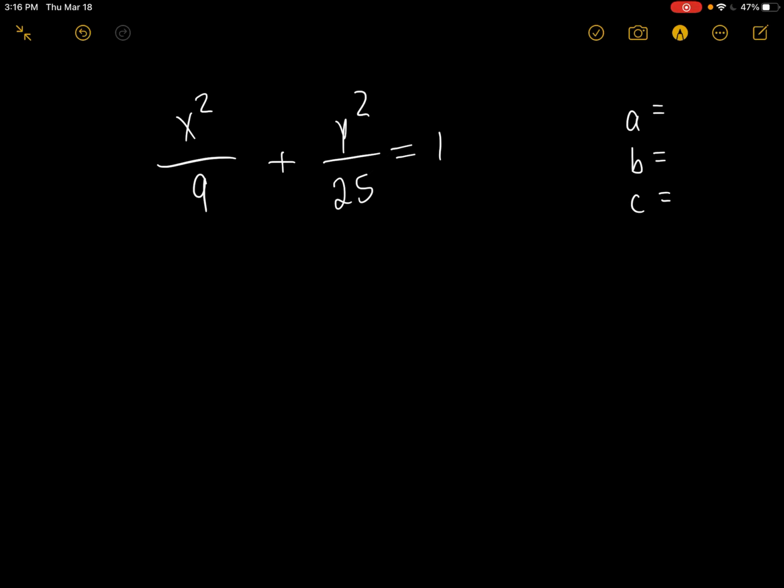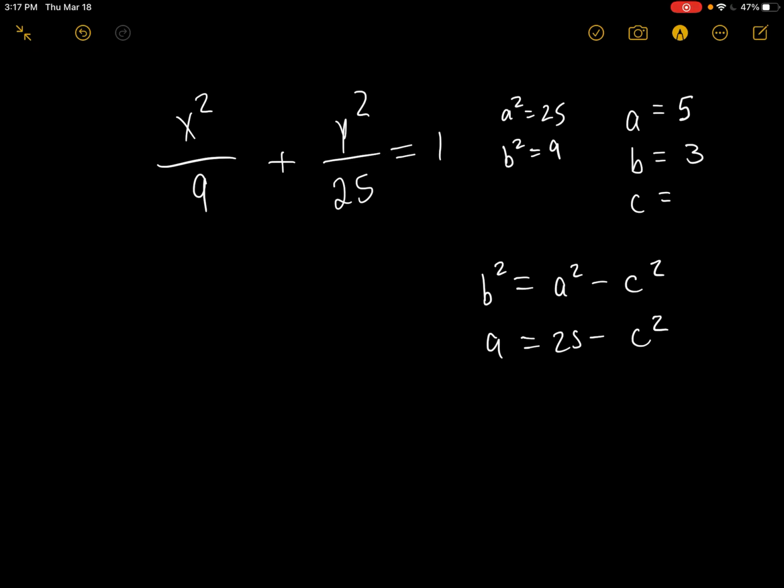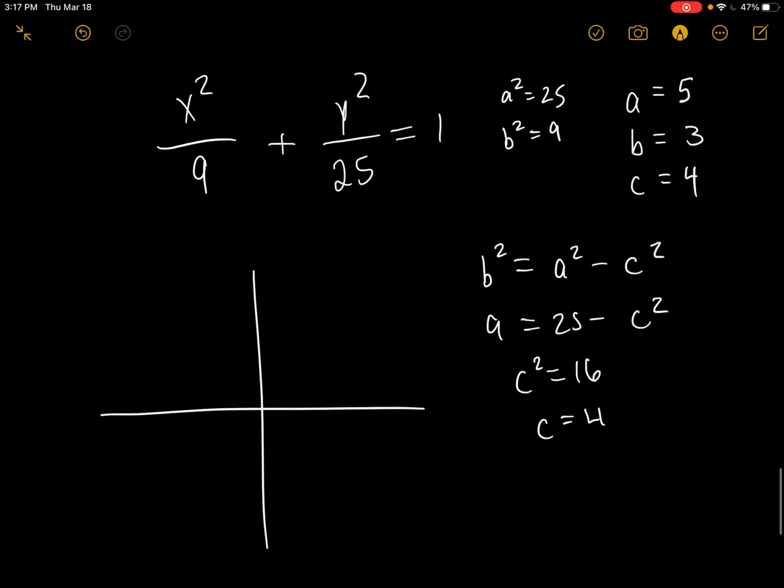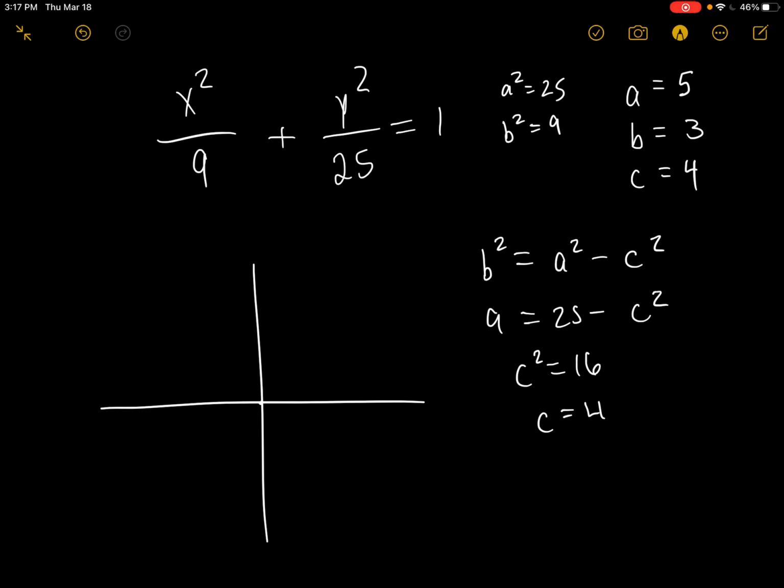What we're going to do here is identify all of our important points. That's identify a, b, and c. So a is our bigger term, so a squared is 25. B squared is our smaller term, which is 9. So b is 3, and a is 5. And then lastly, we can plug this into b squared equals a squared minus c squared. So 9 equals 25 minus c squared. Move the 25 over and keep your c there, so we'll get c squared equals 16, and then c equals 4 here. So that'll tell us the important things that we need to know for graphing.